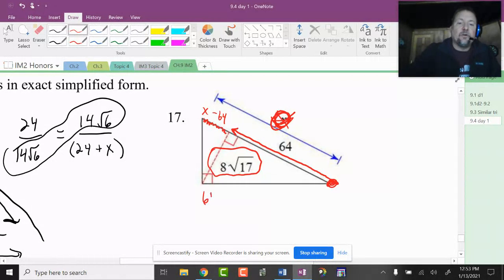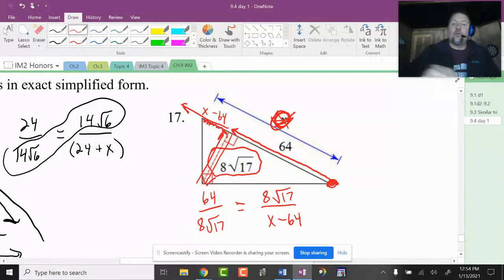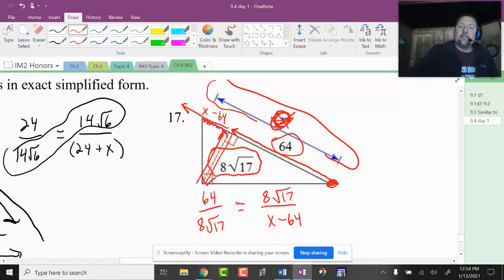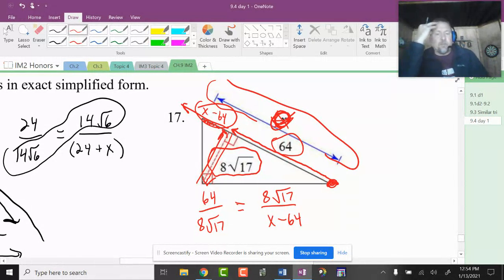That's 64 over up the altitude, 8 root 17. Again, a complicated radical. Down the altitude. There you go. The altitude is the geometric mean. Boom, boom. Over, okay, hopefully you don't sweat it out too much that why that's x minus 64. It wasn't given, but given this whole length minus this length would be what that is. And that's all x is, it represents a number.